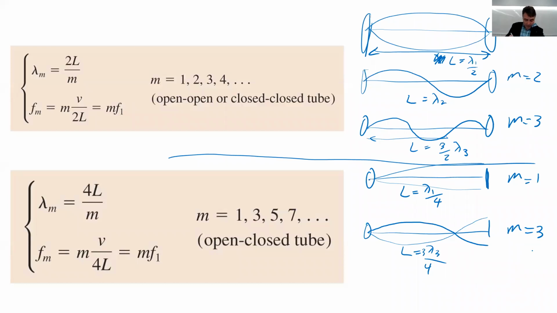So what happens is that even harmonics are not allowed in the open-closed tube. That's one way of saying it. I guess you could just say that m equals 3 is the next harmonic, or the second harmonic, but in physics we just call it the third harmonic, and we just say evens are not allowed there. That's how that works.